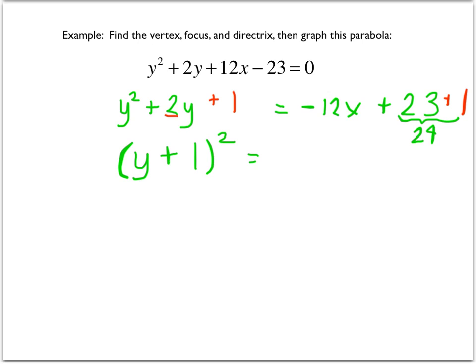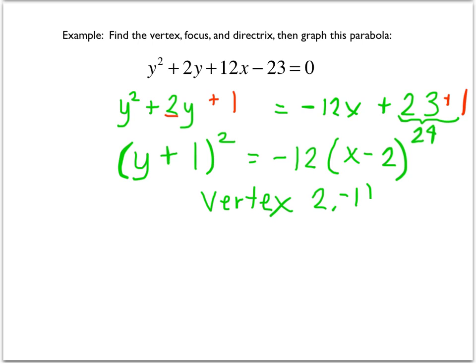And now I'll have some good factoring that will take place here. So I can factor out that negative 12 there, and I'll get x minus 2. So I think you recognize this is already the format that I'd really like here. Just by looking at this, I can see that my vertex is going to be the point 2, negative 1.